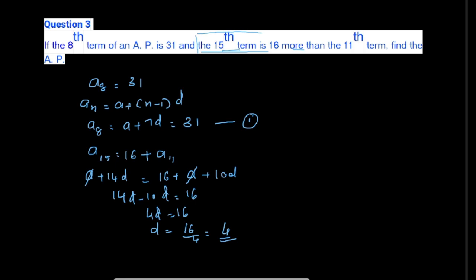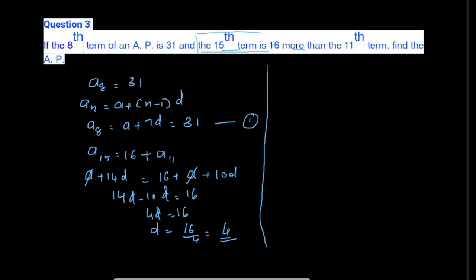But here the question is to find the AP. For framing an AP, we have to get A and D. Then only can we frame one arithmetic progression. So next we have to find out what A is. We got D from the second equation, children. Now after getting D, we have to find A.